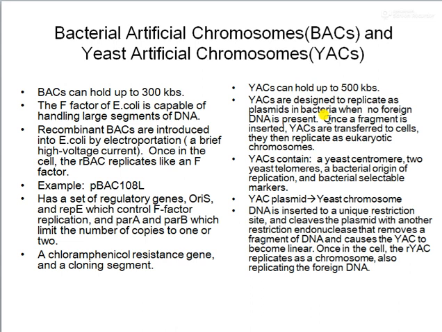So you are inserting DNA at unique restriction sites by cleavage of the plasmid, and then you remove the fragment, and it becomes linearized. Once in the cell, the recombinant yeast artificial chromosome will replicate as a chromosome, and it can also replicate the foreign DNA. So you can see that the yeast artificial chromosome can replicate both in a prokaryote as well as a eukaryote. So it can be used as both prokaryotic as well as eukaryotic vectors.